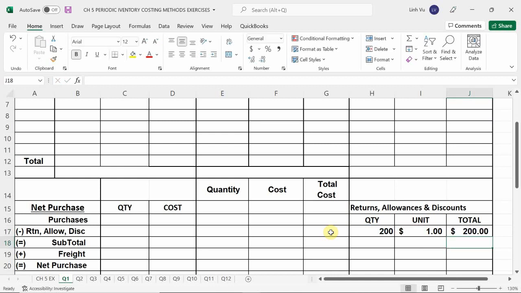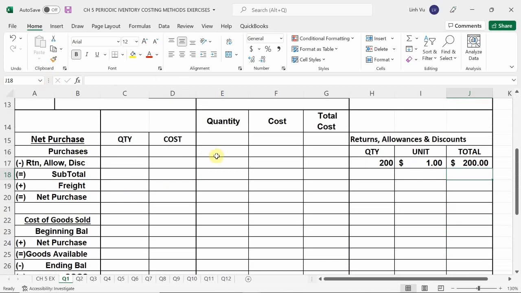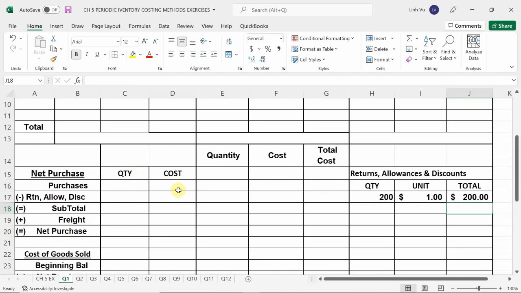Now, because I end up returning this right here in my purchase returns and allowances, I need to adjust my inventory accordingly because I originally bought 1,000, but I'm not going to make any changes here because I need to keep my purchases original. I need to keep all the information in here intact, especially because that's what I'm going to do to fill out this section right here. If I make changes to my purchases, and I add in or subtract out my returns and allowances, all my numbers are going to get messed up.